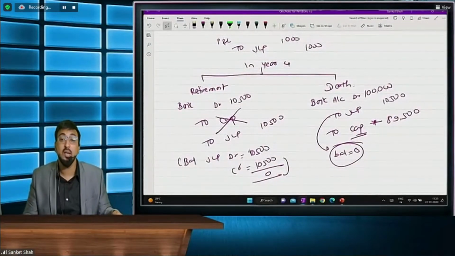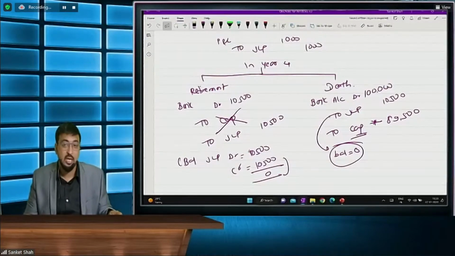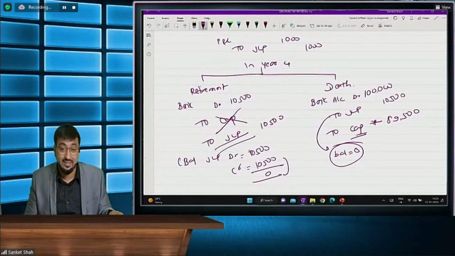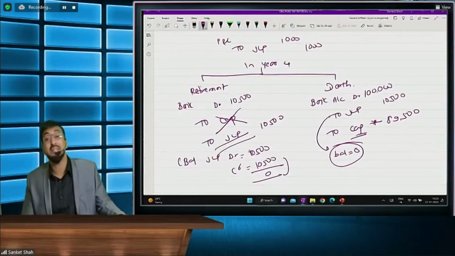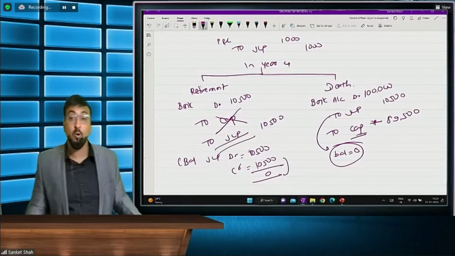So see the difference. If JLP is treated as expense, bank to capital. And if JLP is treated as asset, then bank to JLP to partners' capital, balancing figure. So you have to make JLP 0 in case of asset, and in case of expense it goes directly to partner's capital. So beta, this is all for today's session.